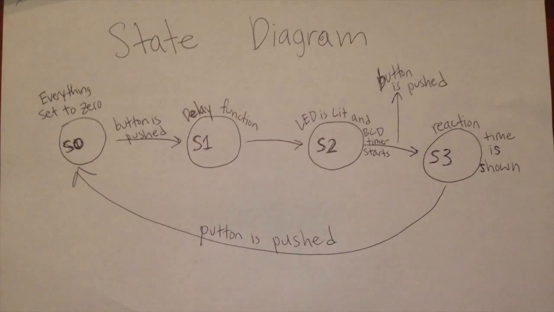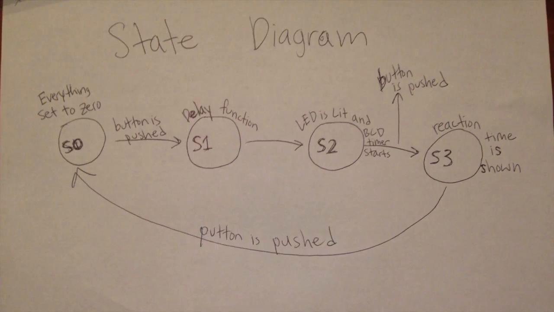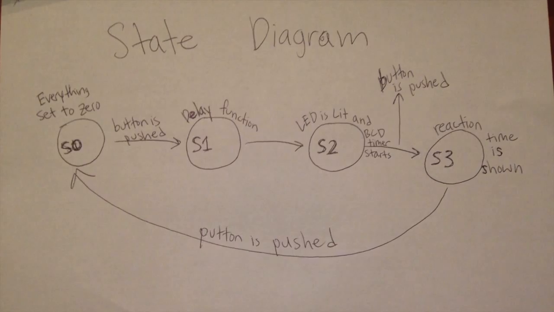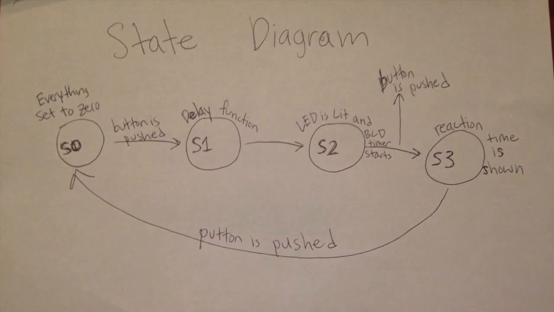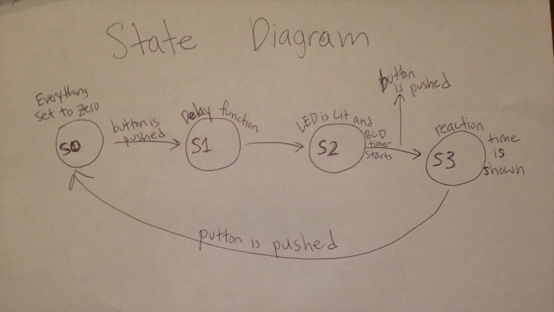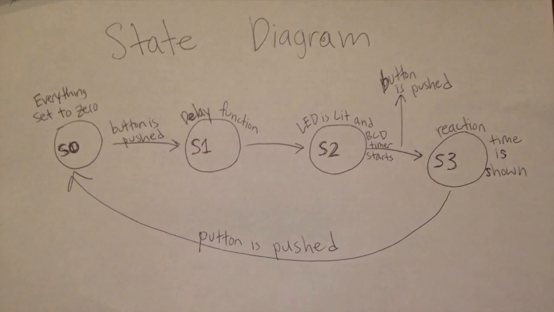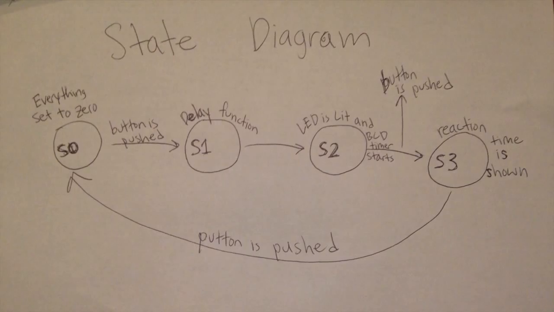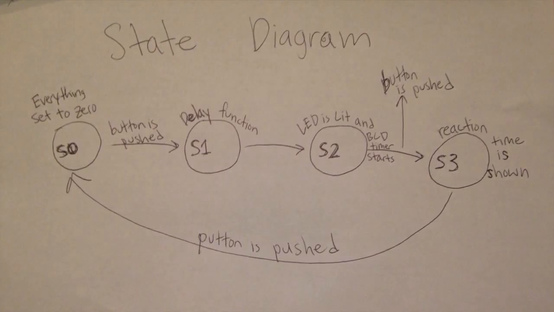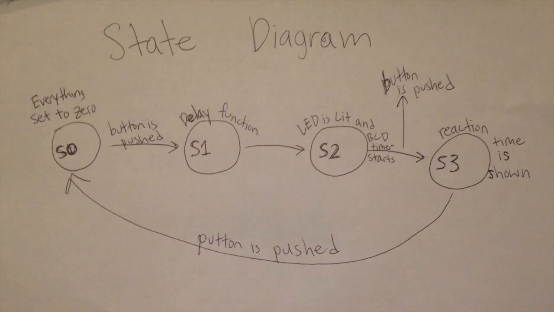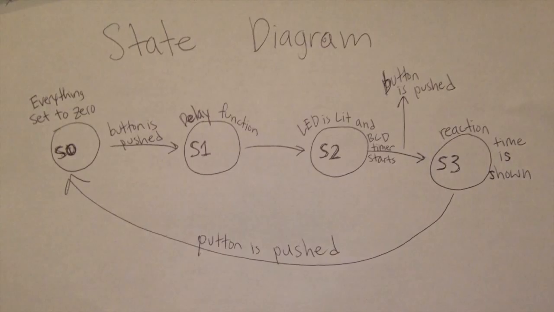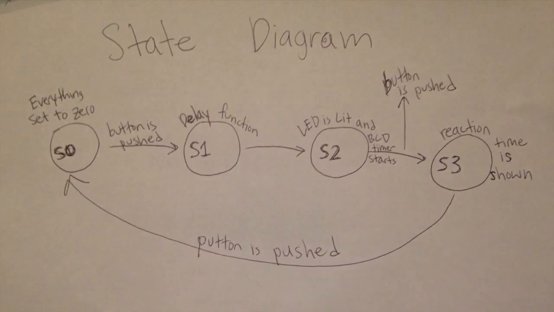So the rest of my code works with states, and this is my state diagram. The first state does nothing and resets basically everything back to 0. Then the button is pushed on the D0 board, which makes it go to the second state, which is the delay function. The delay function includes the LFSR, which I'll explain later. Once that's done, it triggers the third state, which turns on the LED light and the BCD counter.